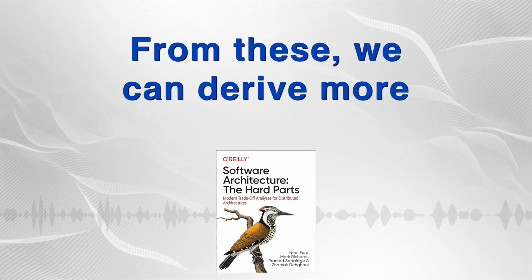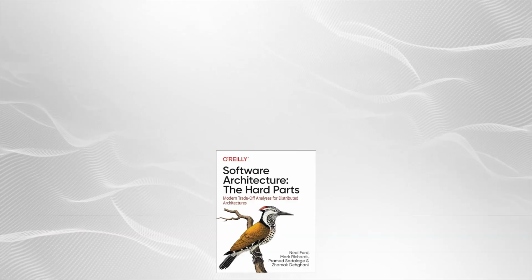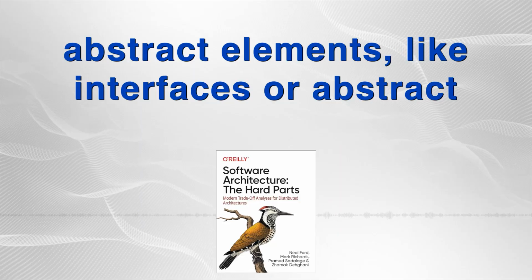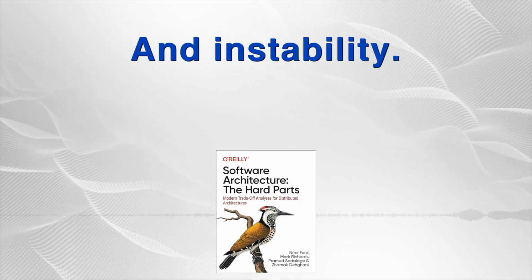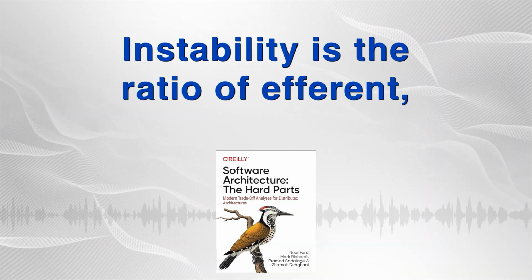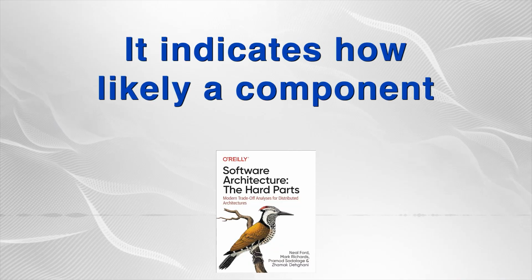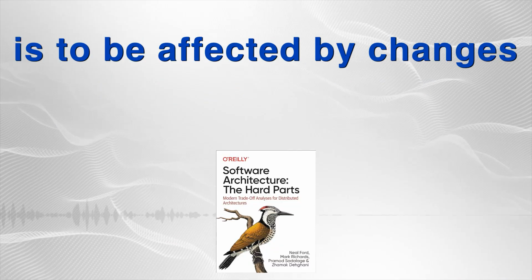From these, we can derive more abstract metrics. Abstractness, which is the ratio of abstract elements like interfaces or abstract classes. And instability. Right. Instability is the ratio of efferent or outgoing coupling to the total coupling. It indicates how likely a component is to be affected by changes in others.